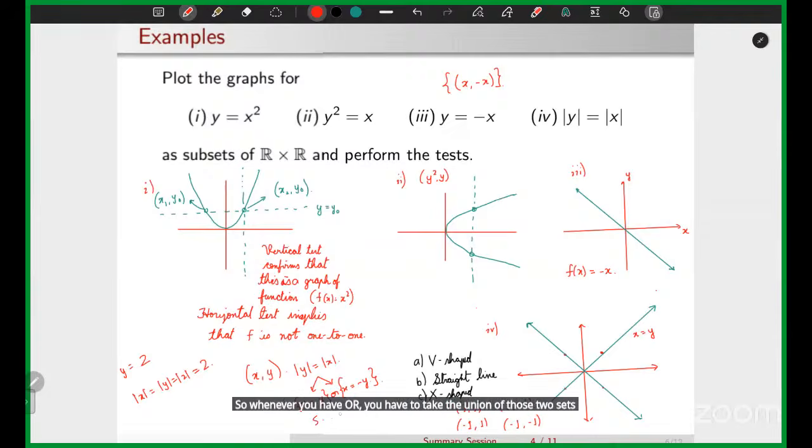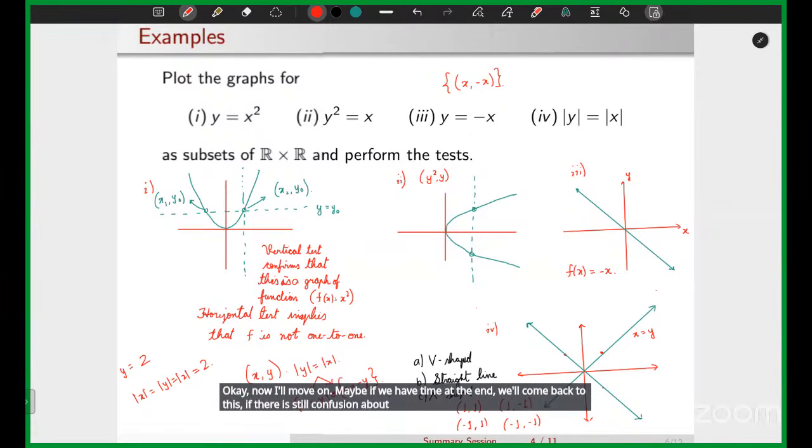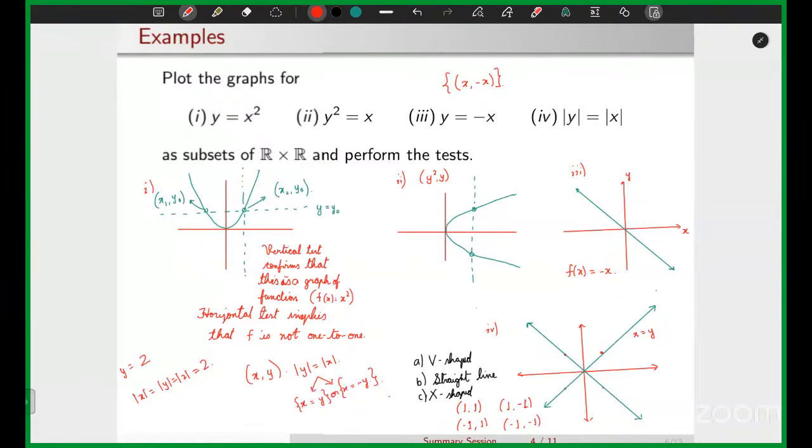So this is a straight line with some description. This is a straight line with some description. You have to take the union of these two straight lines. And what you will get is this diagram. Okay, now I'll move on. Maybe if we have time at the end, we'll come back to this if there is still confusion about this. Okay, sir. Right?